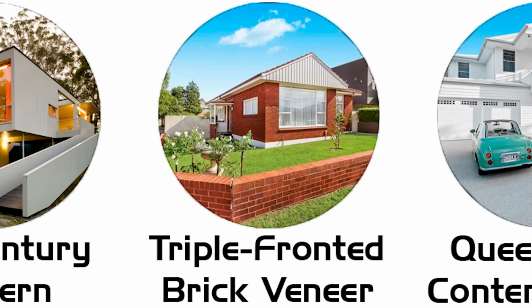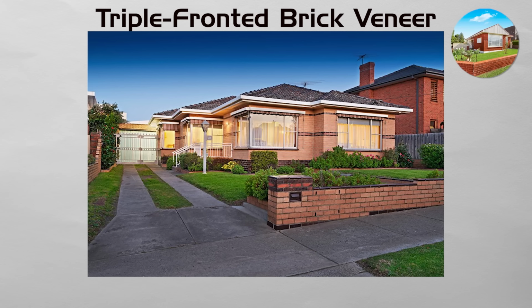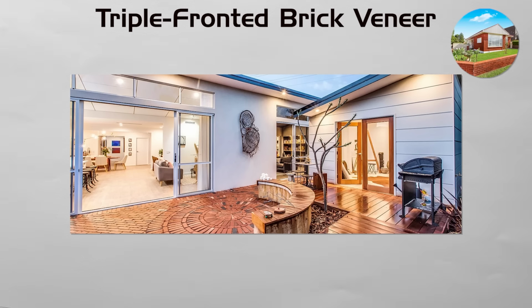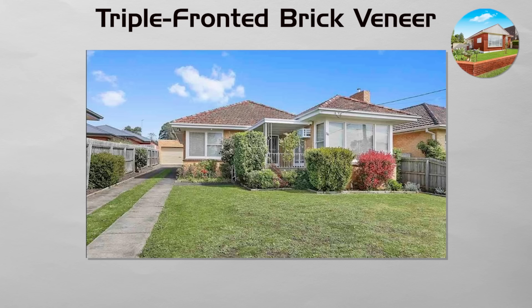Triple-fronted brick veneer. One of the most common suburban forms, the triple-fronted brick veneer boasted a low-pitched tile roof and a layout that placed the main living areas at the front. Decorative stone or tiled accents might appear around the porch or columns. Interiors remained straightforward, often featuring polished hardwood floors and simple plaster cornices. Many older suburbs still display rows of these unassuming yet solid family homes.